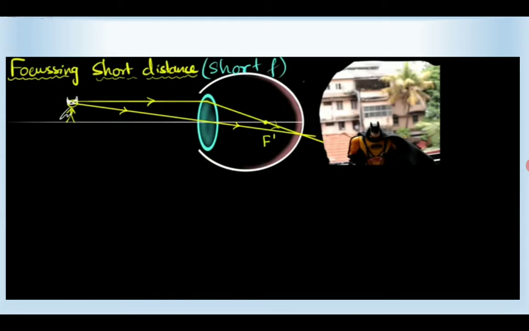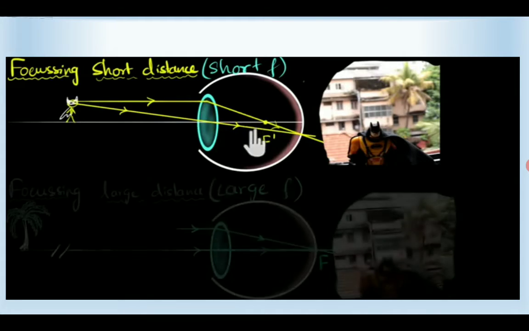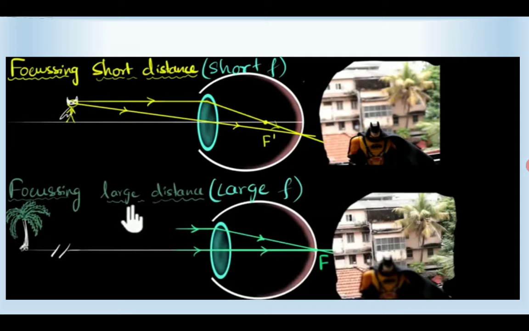So the key takeaway is that when your eyes are focusing on something at short distances, very close to you, they require short focal length. And while focusing on something at large distances, they require large focal length. And it is for this reason, when you're focusing on one object, the other one gets blurred. So we've pretty much answered our question, but let's go a little bit deeper.